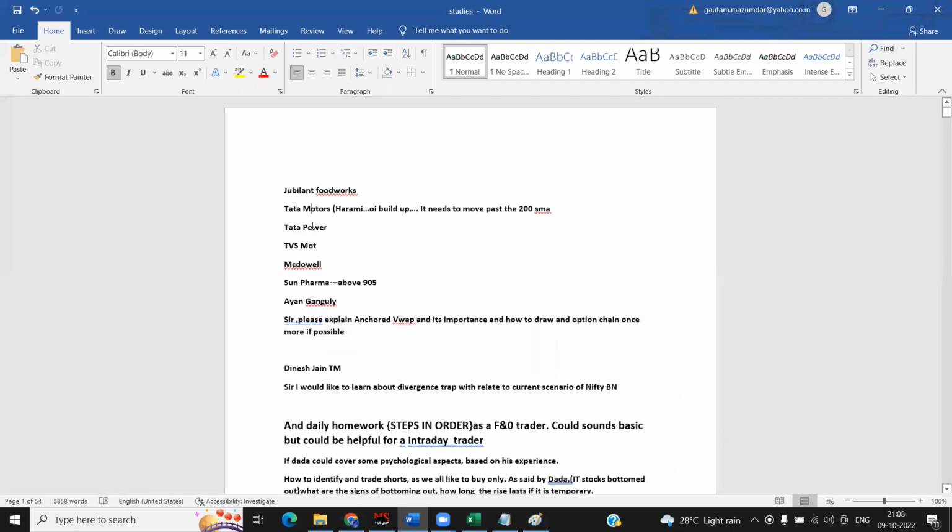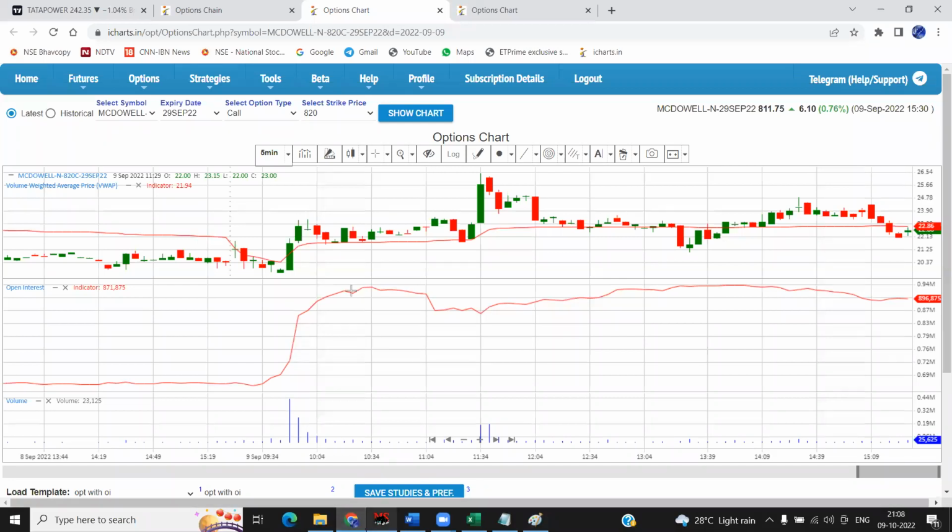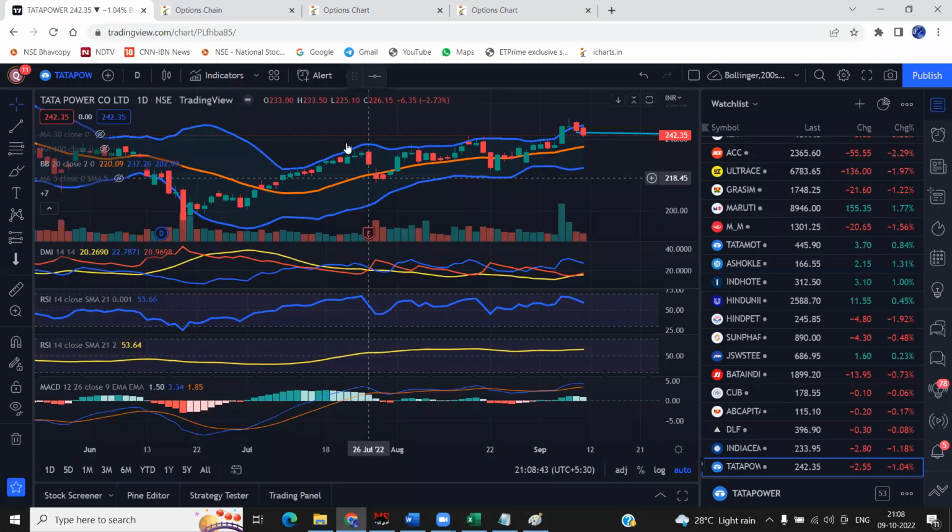We discussed Tata Motor, nahi, Tata TVS Motor, McDowell's. Anchored VWAP, please explain. Anchored VWAP. And how to draw it once.